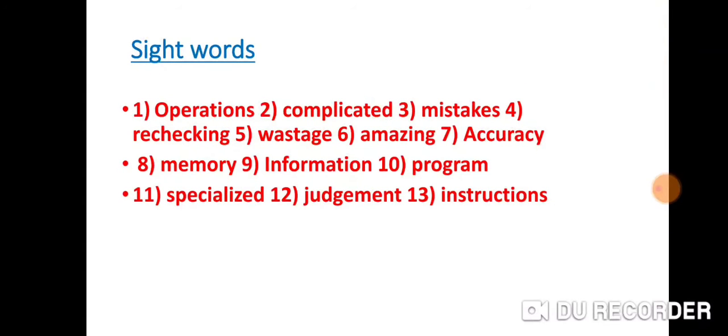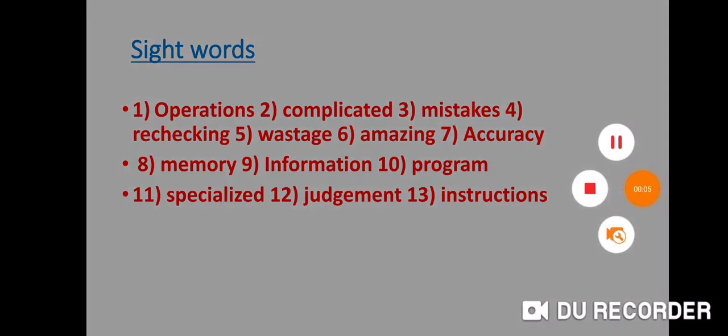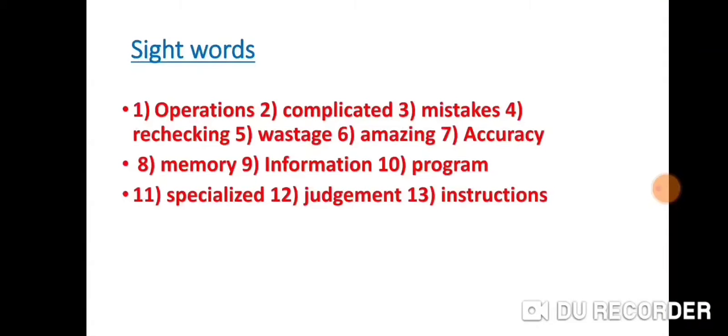We'll start with our sight reading words now, students. Operations. Second word, complicated. Third word, mistakes. Fourth word, rechecking. Fifth word, wastage.